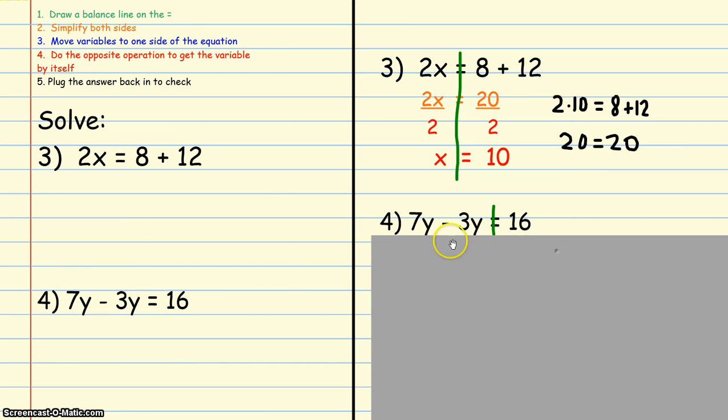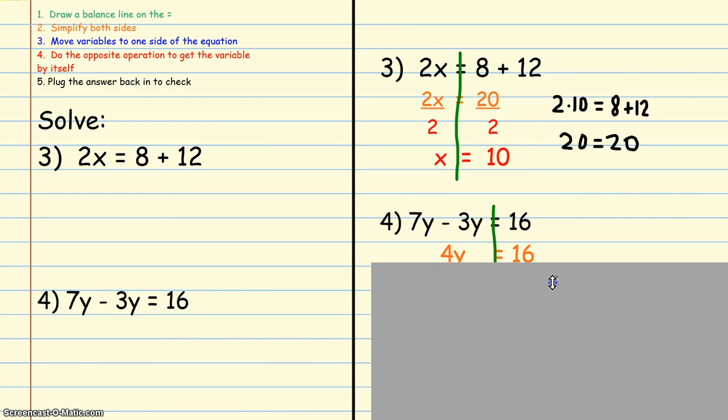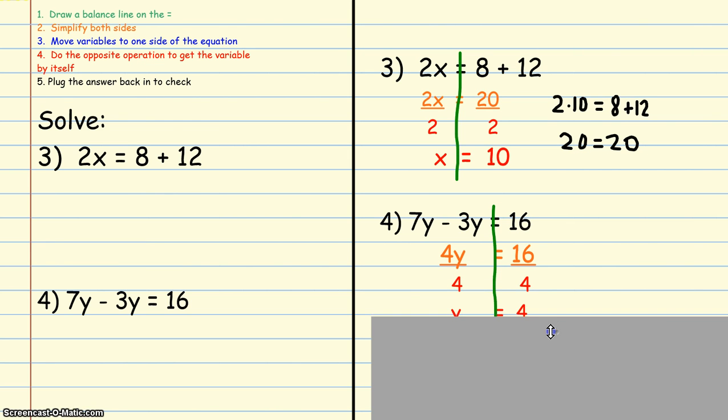Simplifying. This time we can simplify with our variables. 7y minus 3y is 4y. So now we have 4y equals 16. Again, let's do the opposite to get the y by itself. Divide by 4. 4 divided by 4 is 1, so those cancel out. And we have 16 divided by 4, which is 4.